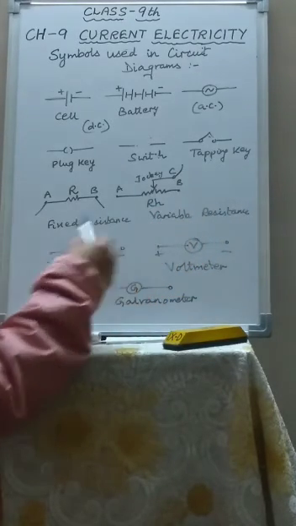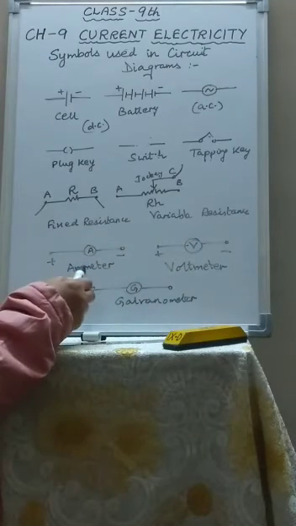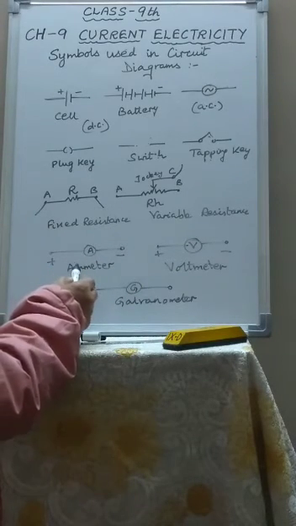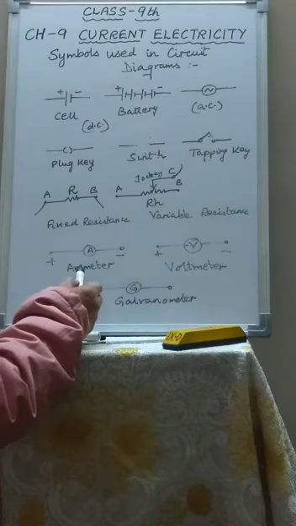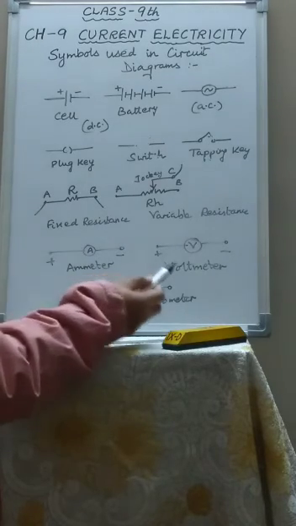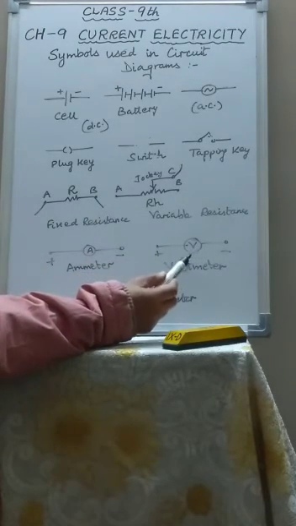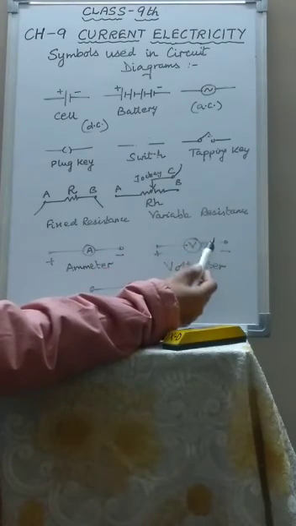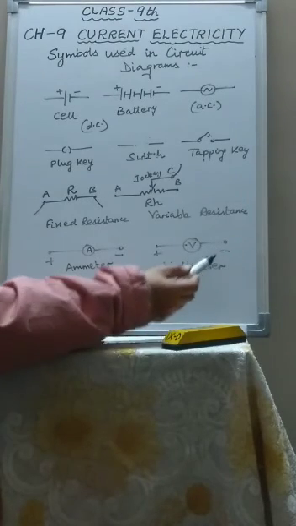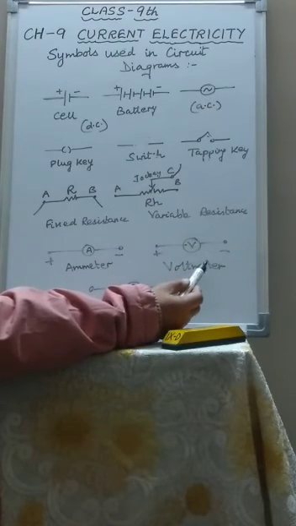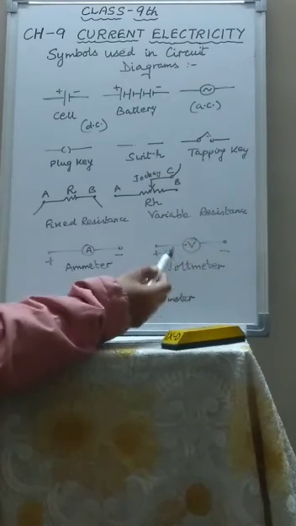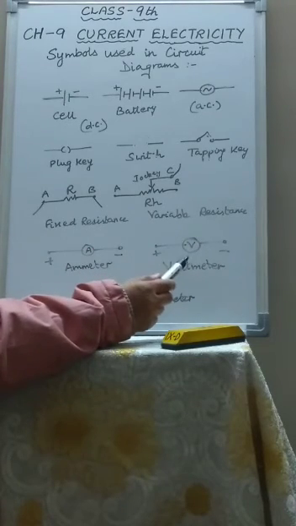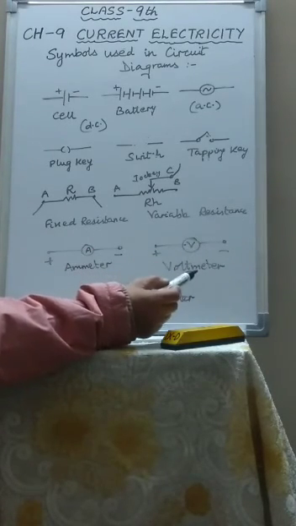And now this is the symbol of an ammeter. An ammeter is used to measure the amount of current flowing in a circuit, and it is always connected in series to the circuit. And this denotes a voltmeter. A voltmeter is used to measure the potential difference between the ends of the load connected across the circuit. How much potential difference the current is providing, and it is denoted by V. And it is connected in parallel to the circuit.